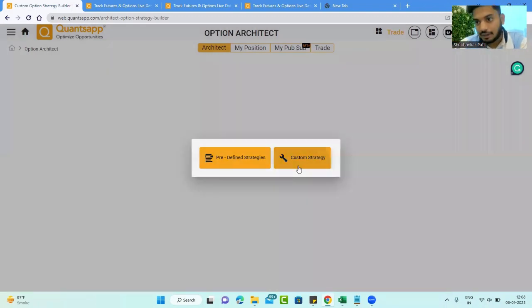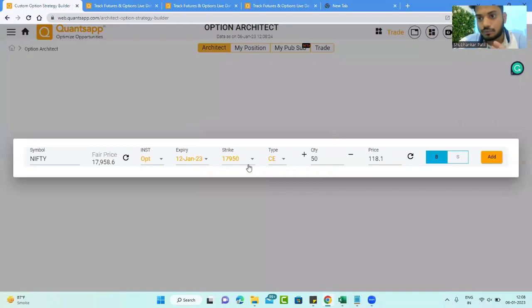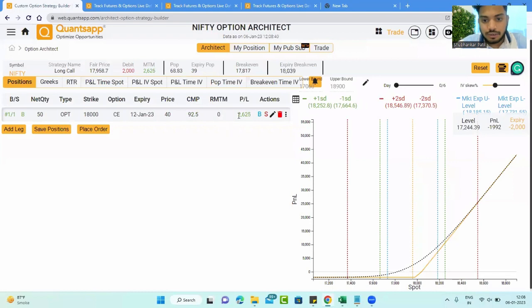So let's just try to do it. I don't know if the exact outcome I'm trying to explain is going to get achieved, but still let's try it. Let's say 18,000 is the strike price, where you bought an option at 40 rupees, and you are sitting on roughly 2,600 rupees of profit.